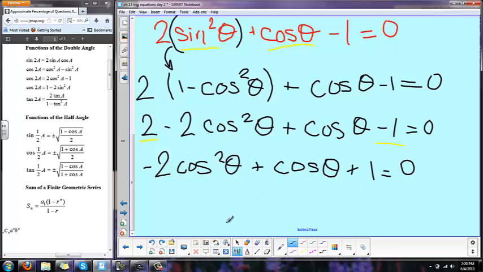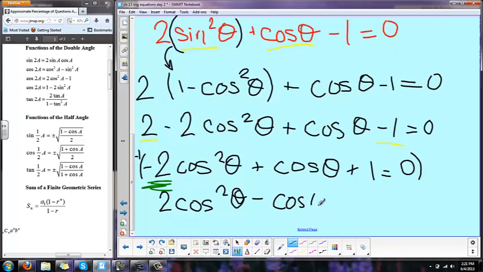Now, obviously, because I have a 2 out front, I'm going to have to do circles and squares, but before I do that, I never want to do circles and squares with a negative out front, so I'm going to have to go through and multiply everything through by negative 1, or just go through and switch all the signs. So this becomes a positive 2 cosine squared theta minus cosine theta minus 1 is equal to 0.